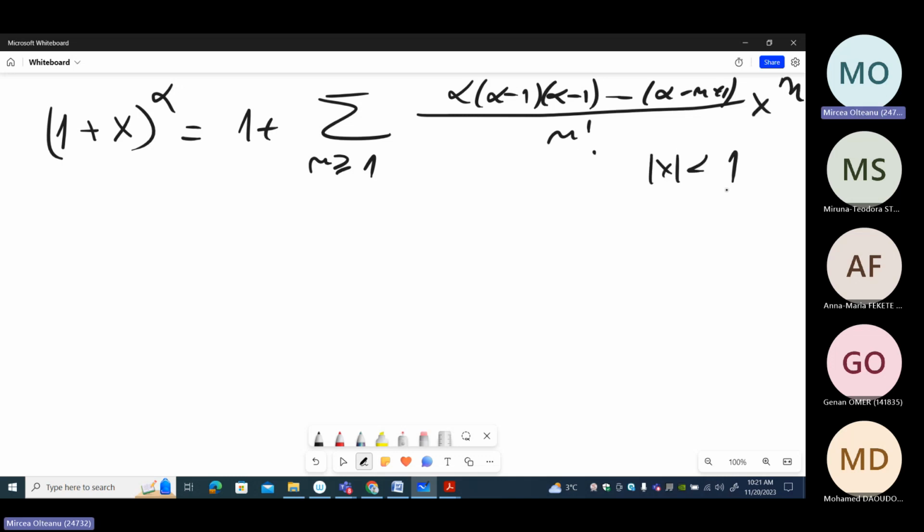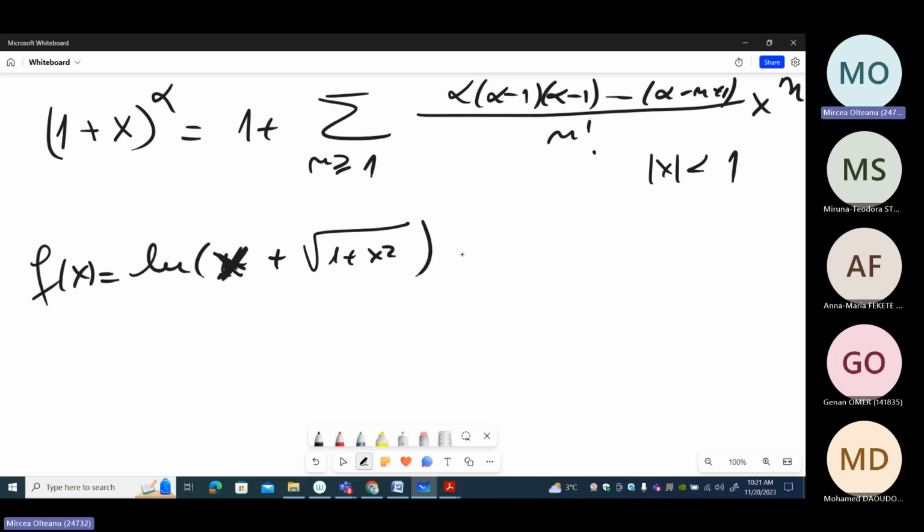Modulo of x is less than 1. And from this power series, we obtain different particular important examples. Here is an exercise. Let's consider the function f of x equals logarithm of x plus root of 1 plus x squared.